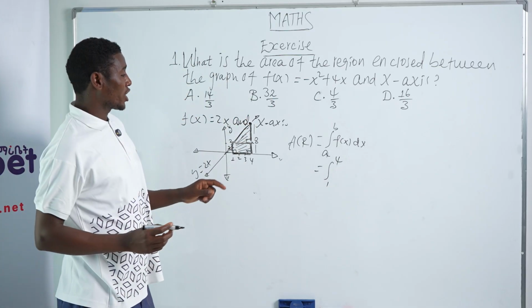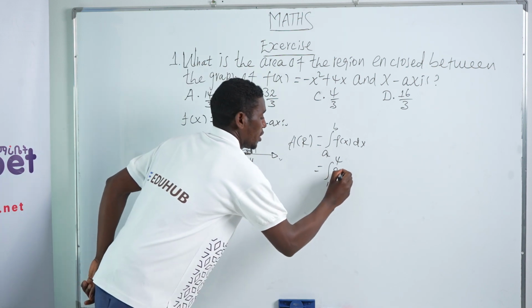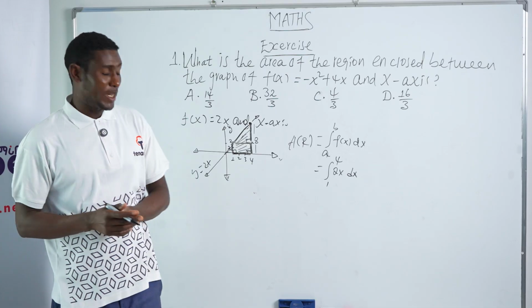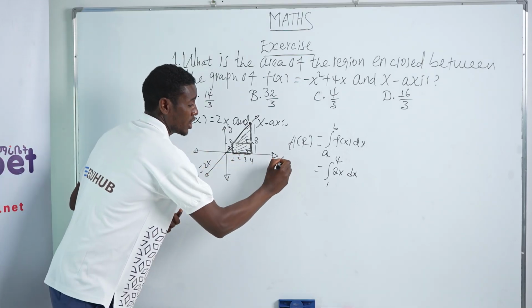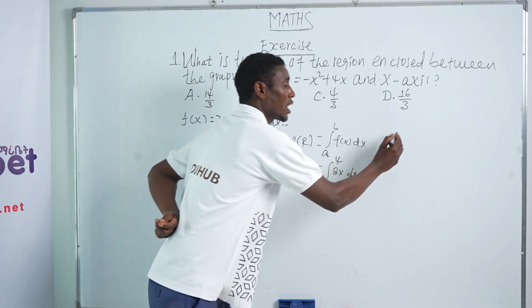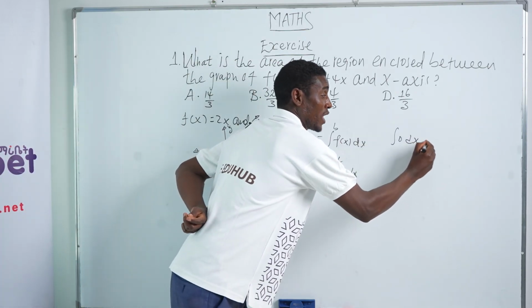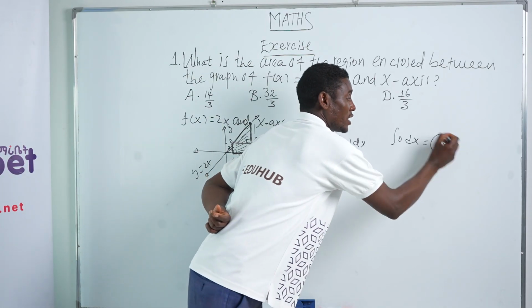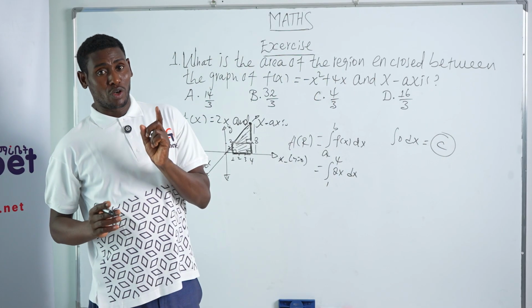f of x is our function, 2x, so the integral of 2x minus 0 dx, by the way. The x-axis means, in other words, y equals 0. And as you know, the indefinite integral of 0 dx is the constant c, because the derivative of any constant number is 0.